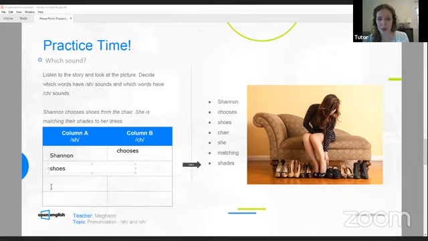So you are correct that shoes have the SH sound, shoes. She has the SH sound, she. And yes, you are correct, shades, tono, shades has the SH sound. Shannon, shoes, she, shades. In the other column for the CH sound, ch, we have chooses, chair, and matching.